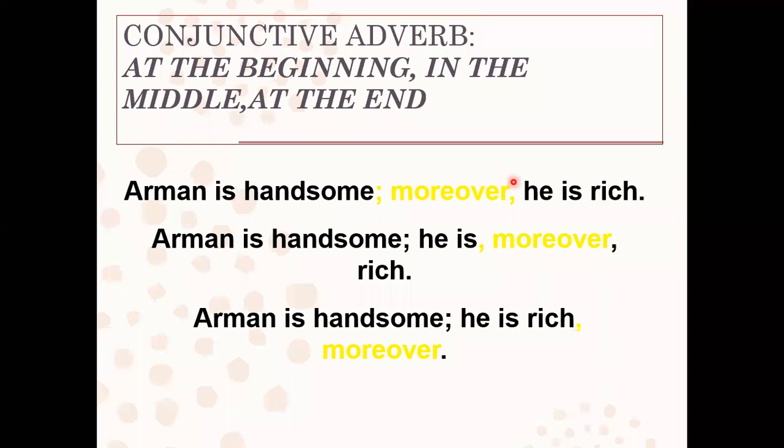Arman is handsome. Moreover, he is rich. So in the beginning of the second clause, "moreover" is used. Arman is handsome. He, moreover, is rich. Here it is used in the middle of the clause. Arman is handsome. He is rich, moreover. At the end of the second clause, the conjunctive adverb is used. So in this way, we can use conjunctive adverbs at the beginning, in the middle, or at the end of the second clause.